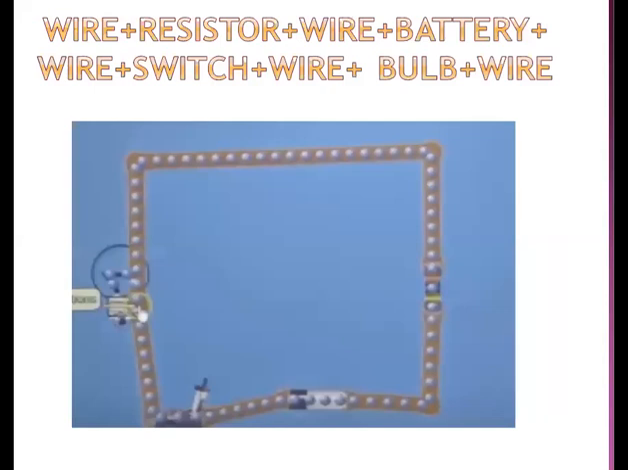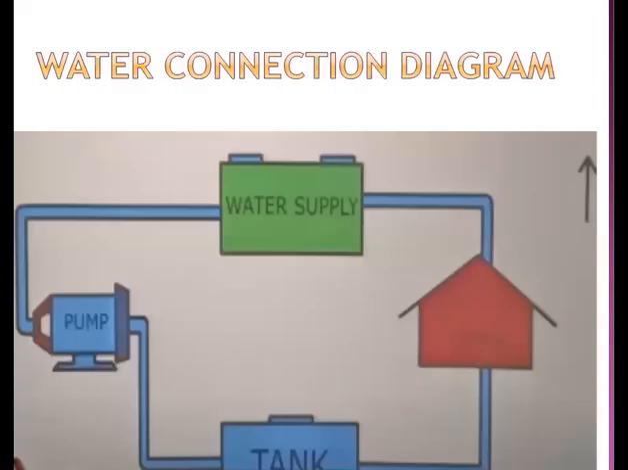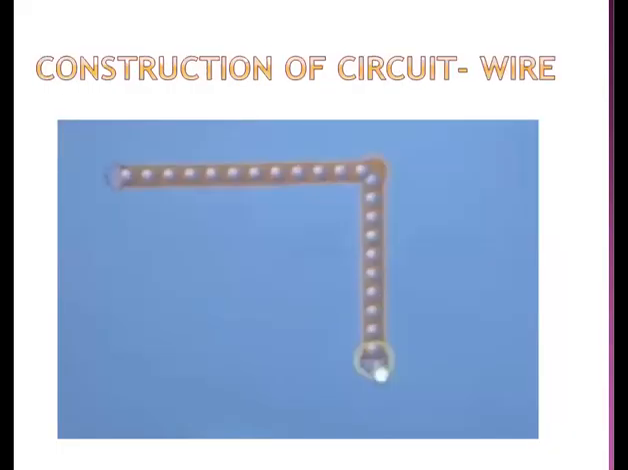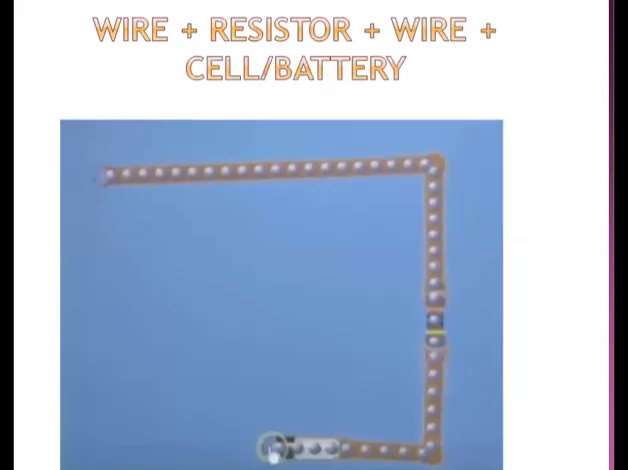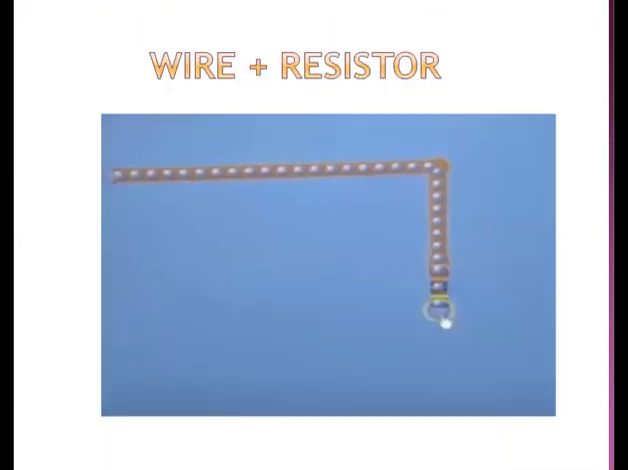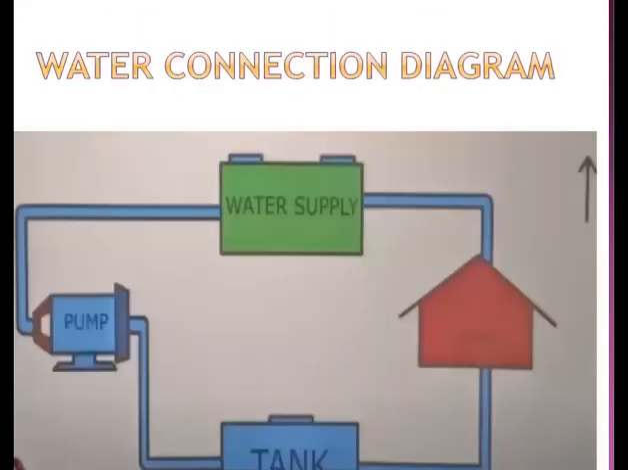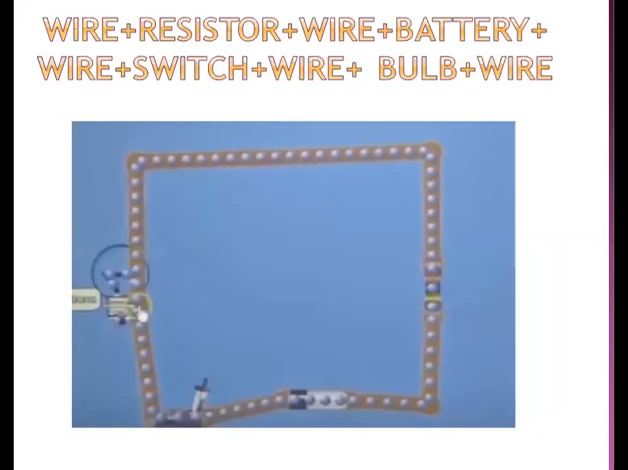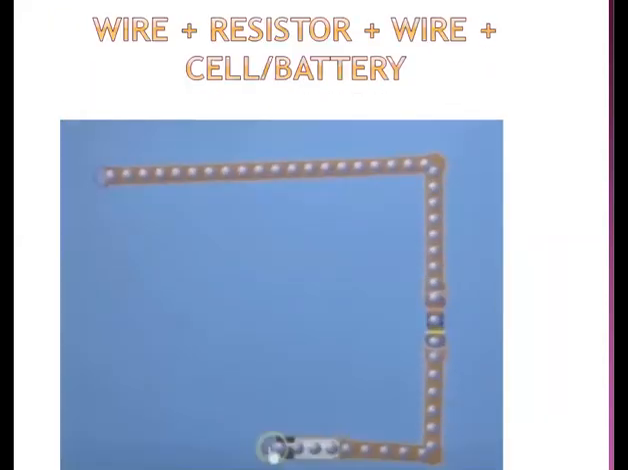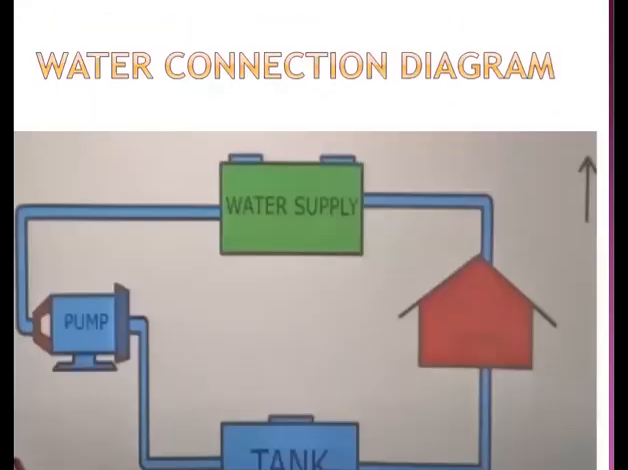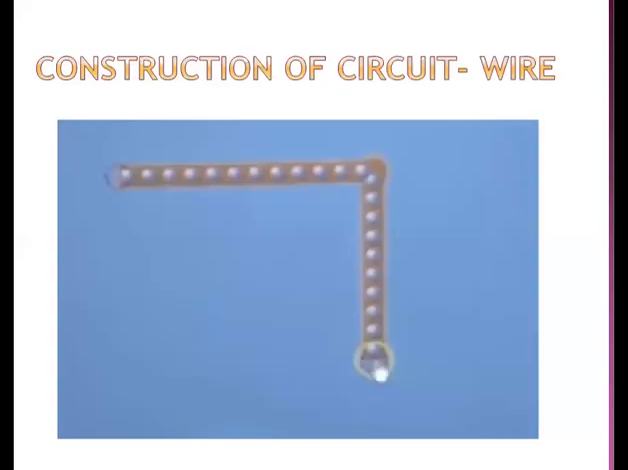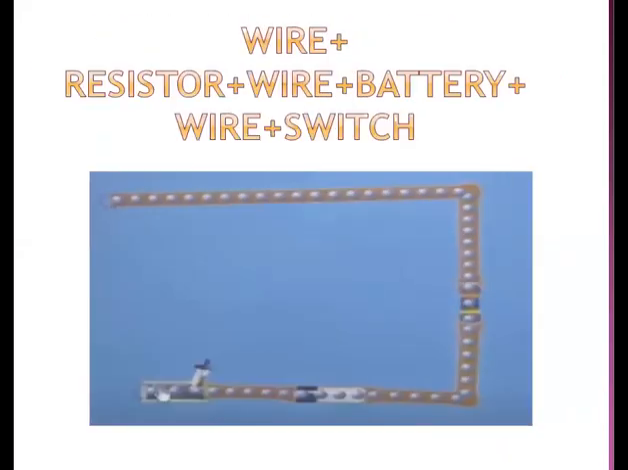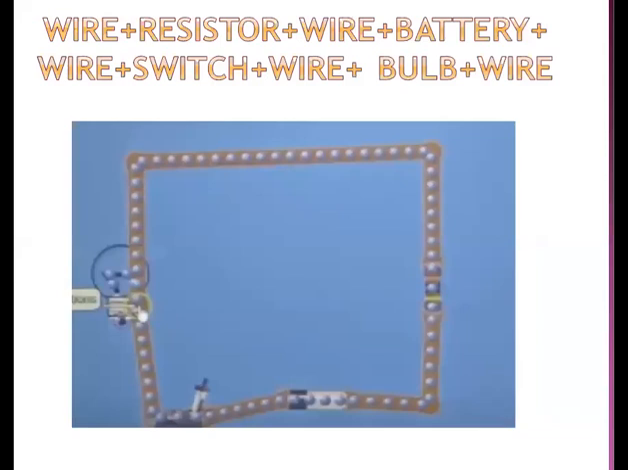So now children, here is how we have connected it, similar to the previous water supply. The battery is nothing but the water supply tank. The pump is nothing but the switch. So here we have a switch. Like that, in the previous one, a pump is there. Then at your home, water is coming. Like that, here the bulb is indicating that the current has flowed and it has reached the bulb.